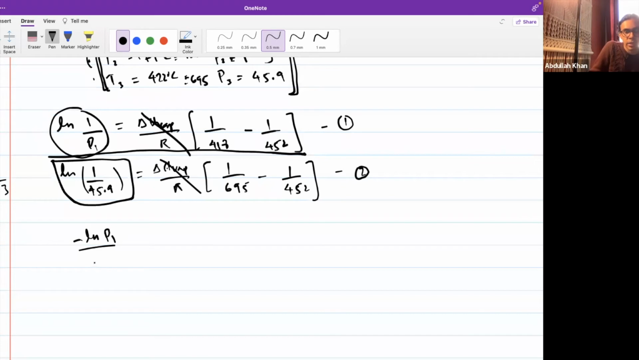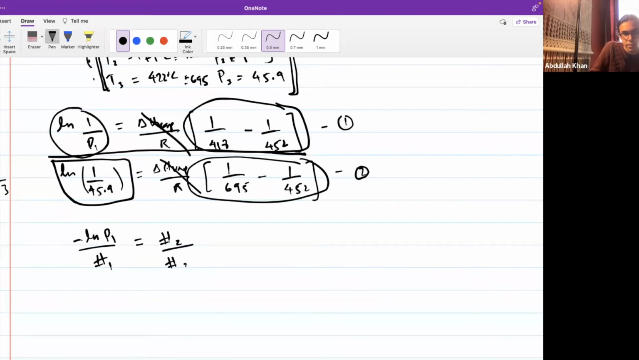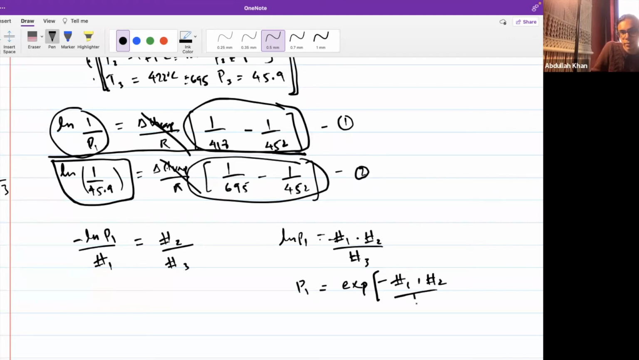Put that in a calculator. Let's call that number 1. Put this in a giant thing in a calculator. That's another number. And this whole mess in a calculator, and that's your third number. And now solve for P1. So ln of P1 would be negative number 1 times number 2, divided by number 3. Exponentiate both sides, and you have your P. P is going to be e to the negative of the first number times the second number divided by the third number.